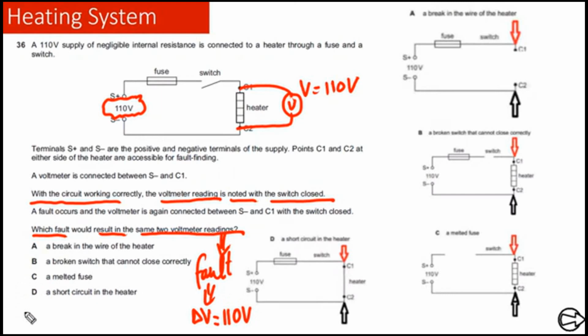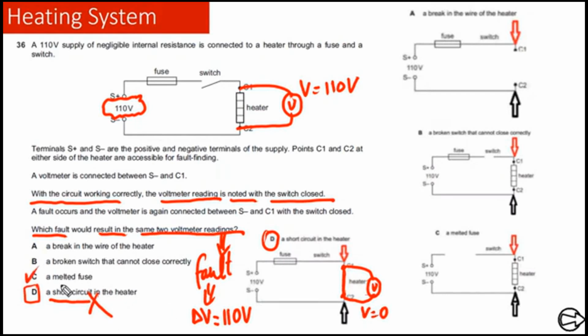So we have 4 different types of faults and 4 options. We need to choose the right option. Let's look at option D. First of all, when there is a short circuit, you can imagine it's just a wire. If it is just a wire, there is no potential difference if you connect our voltmeter here. So for option D, the voltmeter reading will be equal to 0. So this is not our answer.